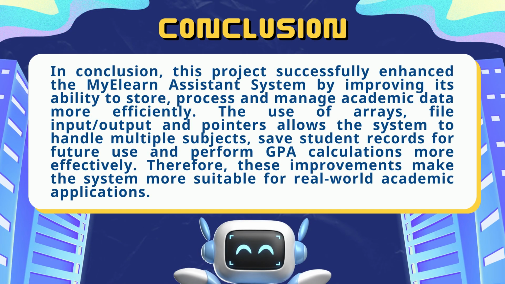In conclusion, this project successfully enhanced the e-learn assistance system by improving its ability to store, process, and manage academic data more efficiently. The use of arrays, file input-output, and pointers allows the system to handle multiple subjects, save student records for future use, and perform GPA calculations more effectively. Therefore, these improvements make the system more suitable for real-world academic applications.